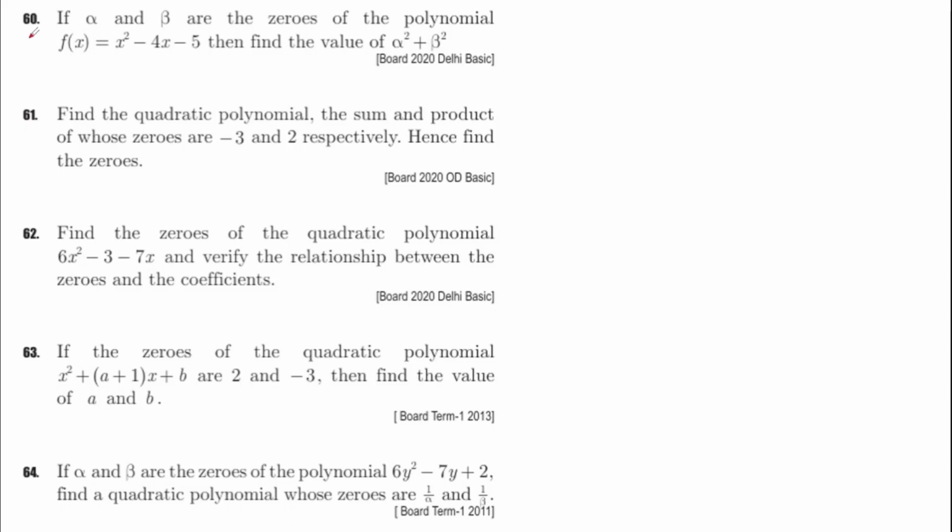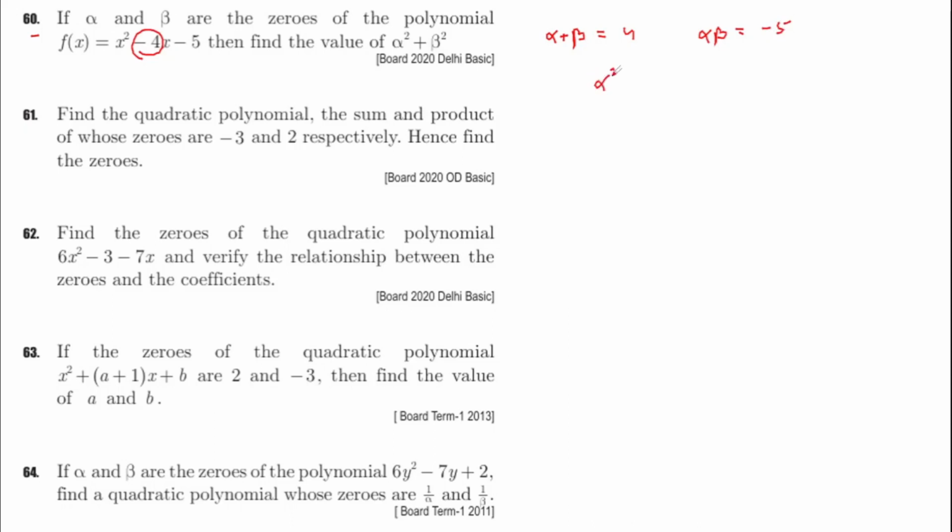Now question number 60. If alpha and beta are the zeros of this polynomial, then find the value of alpha square plus beta square. Easy one. Alpha plus beta will be 4, as it is minus b by a. So b is minus 4, so minus b is plus 4 and a is 1. So it is 4 by 1, that is 4. And alpha into beta is c by a. So c is minus 5 and a is 1.